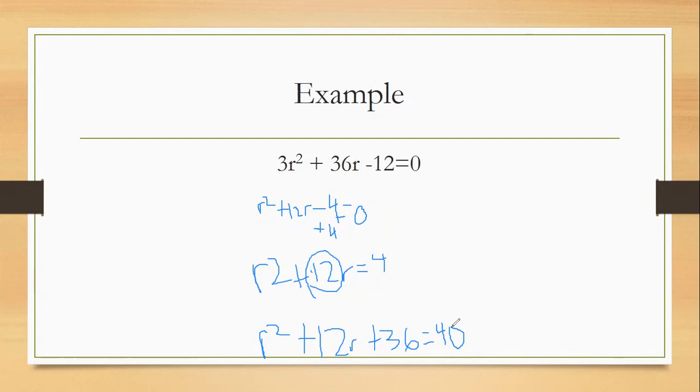Okay, you all should be really happy with yourselves because that's probably the toughest part. Now what you're going to do is you're going to factor this. Factors of 36 that give you 12 is 6 and 6. So r plus 6 times r plus 6, or you could just write r plus 6 squared equals 40.